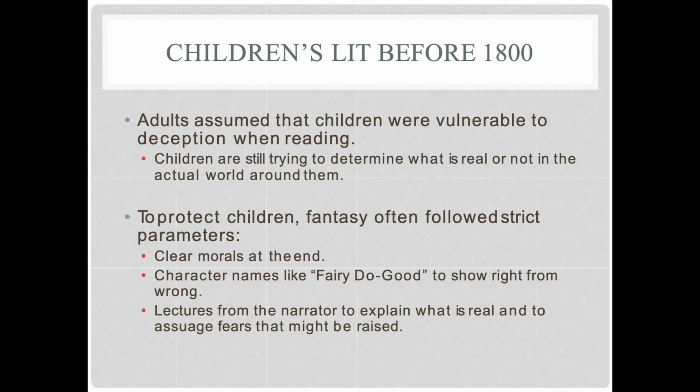So the literature itself guided towards children. If it was fantasy at all, it's going to be overtly moralistic. Even the character names will be things like Fairy Do Good, to be able to show a child, number one, this is a fake character. There aren't any such thing as fairies, and you know that because nobody is really named Do Good. And then also the name functions as that moral cautionary warning label to show what's right from wrong and how you're supposed to behave. There were also embedded lectures from the narrator in order to explain what is real and to assuage any type of fears that might be raised by the text.